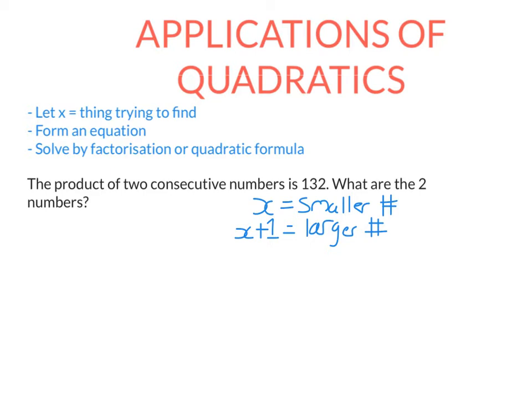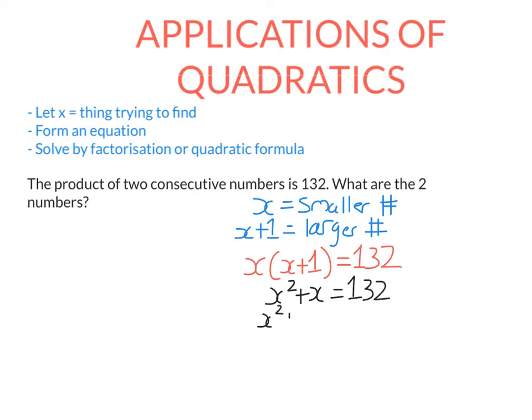The second step is to form an equation. The product means times, so these two numbers multiplied together gives 132. The third step is to solve. I'm going to expand the brackets. And now I need one side equal to 0, so I'm going to subtract 132 from both sides. I can solve this quadratic equation either by factorization or the quadratic formula. It might be a bit hard to use factorization because we have a big number here, so let's use the quadratic formula.